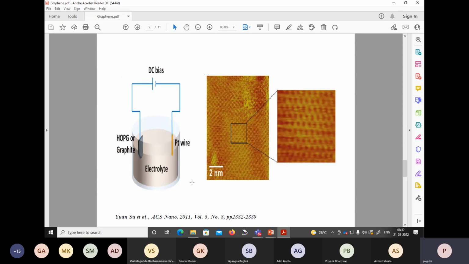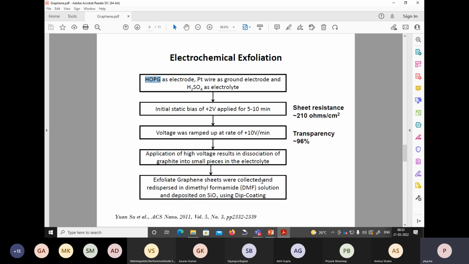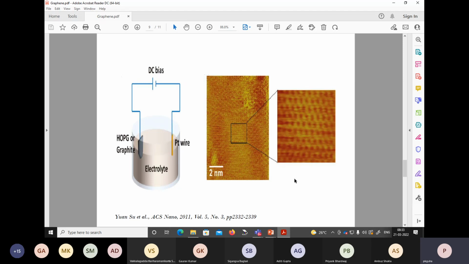And so this is a kind of a schematic view of that. So one of the electrodes is HOPG and another electrode is Pt, as I mentioned, and there is an electrolyte because it is essentially a battery kind of structure, and you apply a bias so that this HOPG or graphite will come into the solution and basically deposit on the Pt electrode. So these are different techniques for realizing graphene.